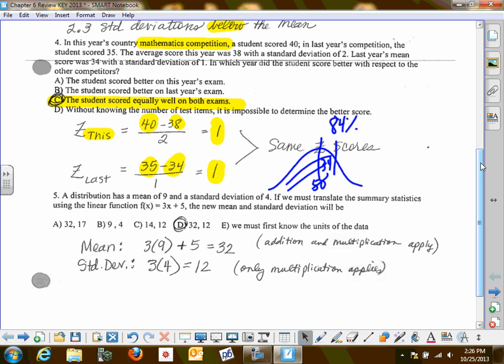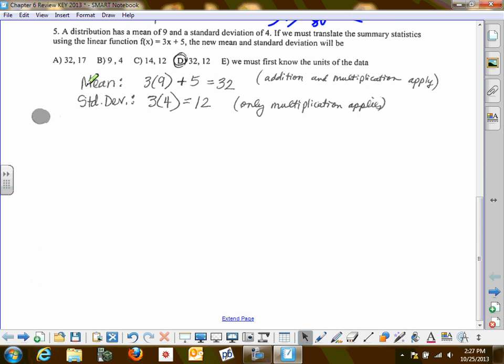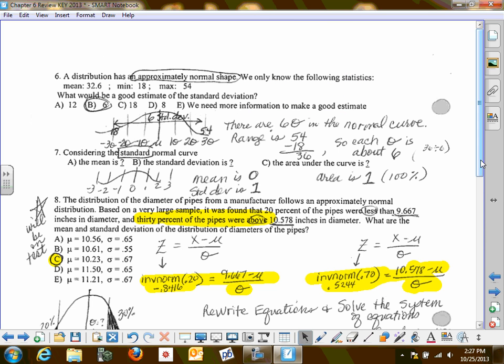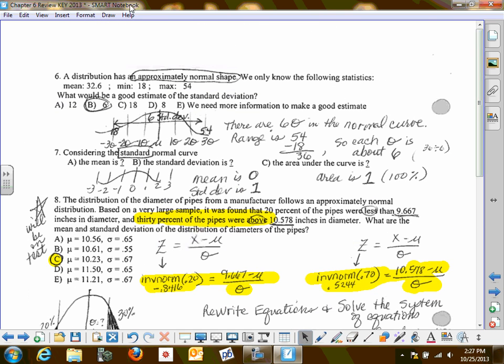All right. Number 5, the reason for that is to see if you know that mean is affected by adding and multiplying, while standard deviation is only affected by multiplication. Okay? All right. Now, this next one, strangely enough, I struggled with this one because I kind of don't have any common sense, and I remember the first time I did this, I couldn't figure it out, and then I thought, oh, okay.